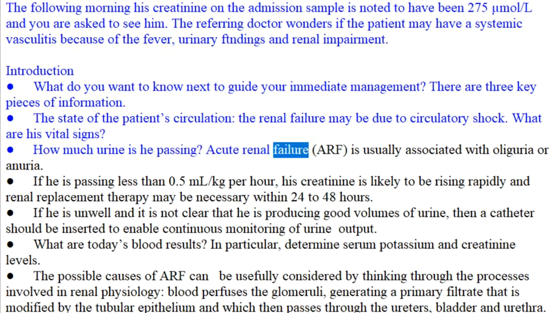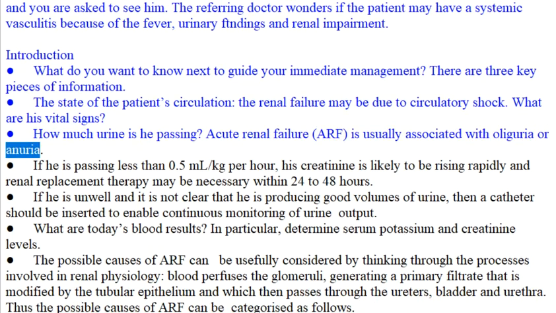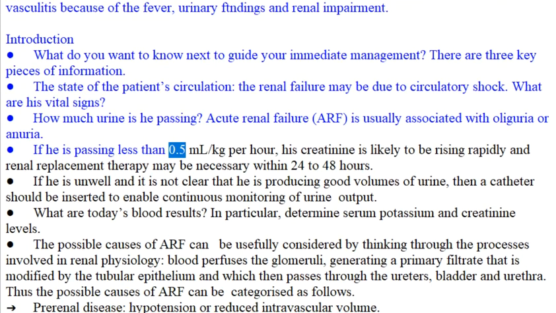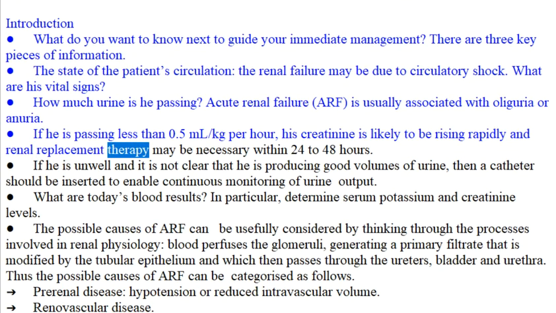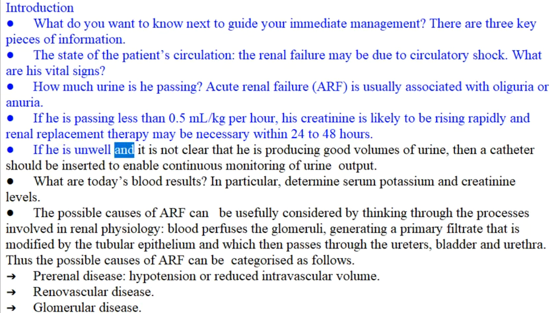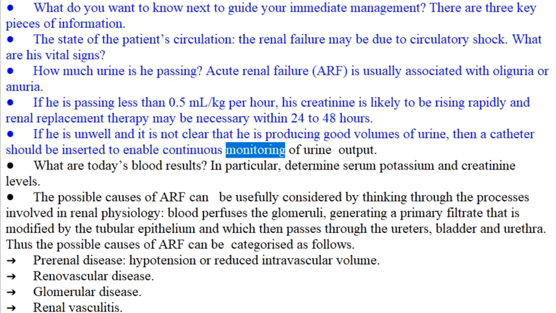Acute renal failure, ARF, is usually associated with oliguria or anuria. If he is passing less than 0.5 ml/kg per hour, his creatinine is likely to be rising rapidly and renal replacement therapy may be necessary within 24 to 48 hours. If he is unwell and it is not clear that he is producing good volumes of urine, then a catheter should be inserted to enable continuous monitoring of urine output.